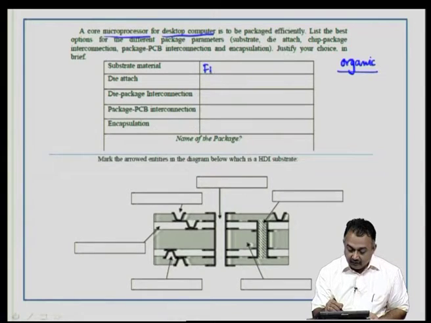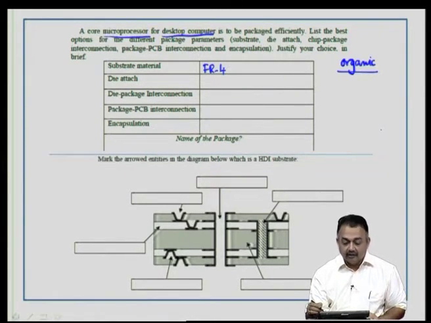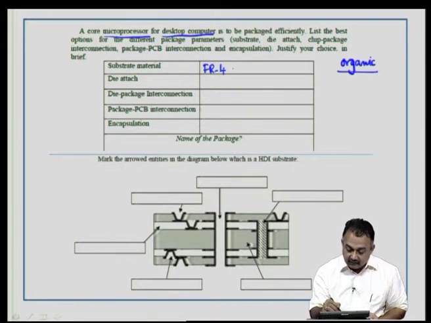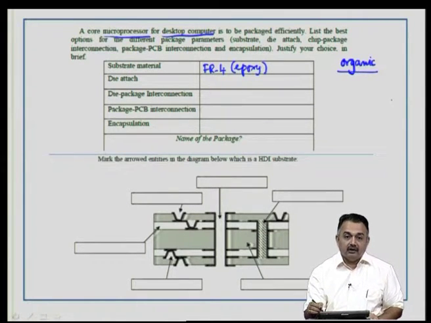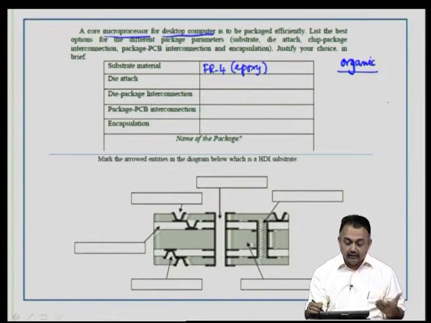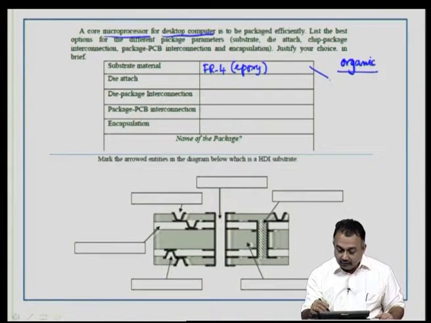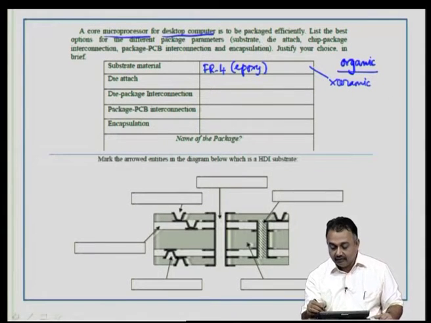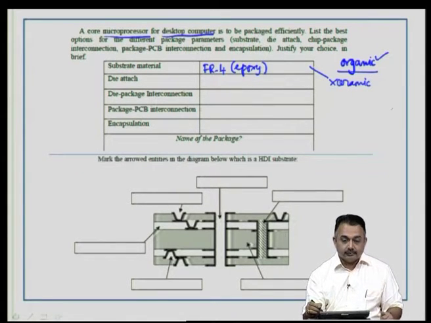You can go in for FR4, which is one of the very common organic materials. It is also known as epoxy based material. Because of the cost factor, this particular desktop computer is going to be manufactured in millions. So, you have to look at cost. So, obviously, here you will not go in for ceramic substrate, okay. You will go in for an organic substrate.